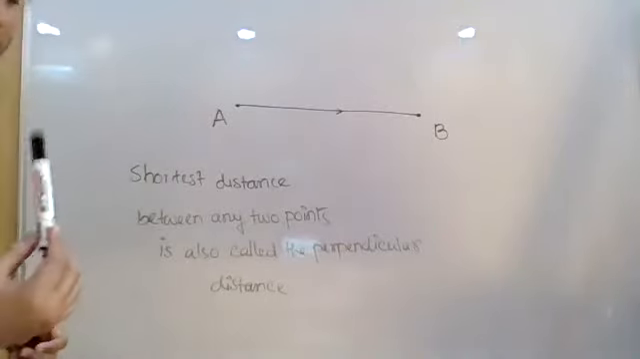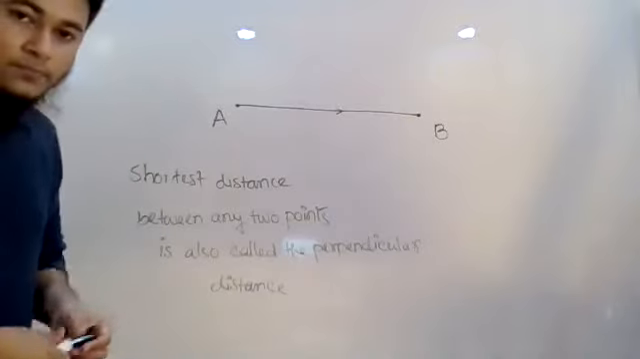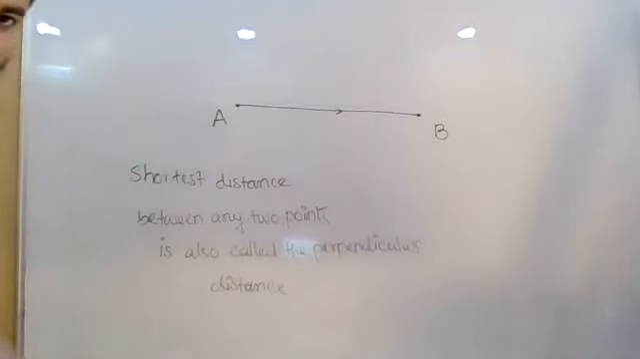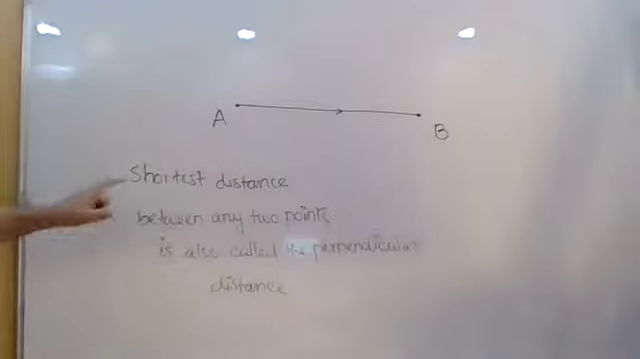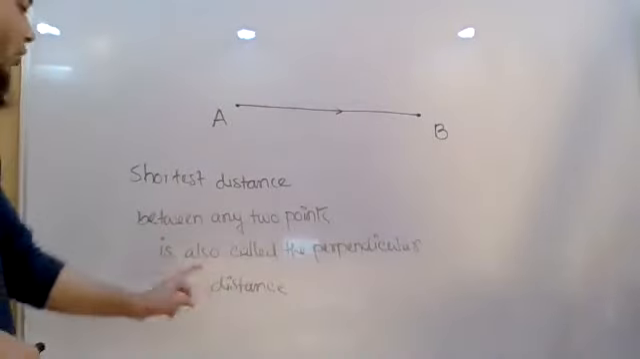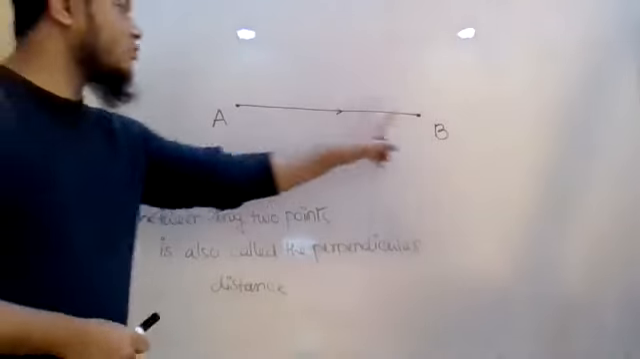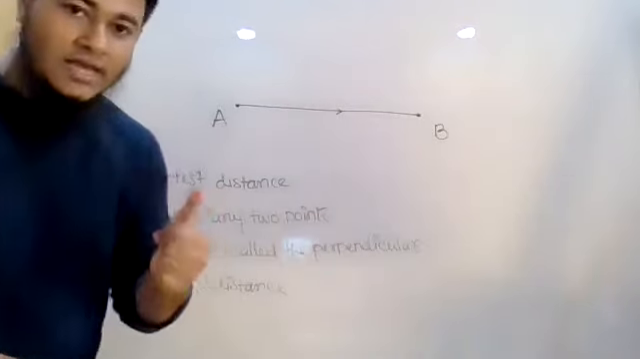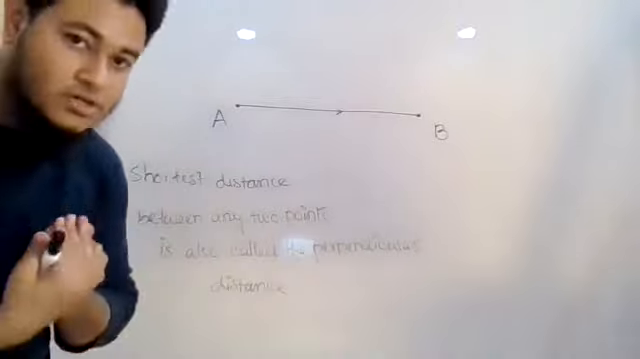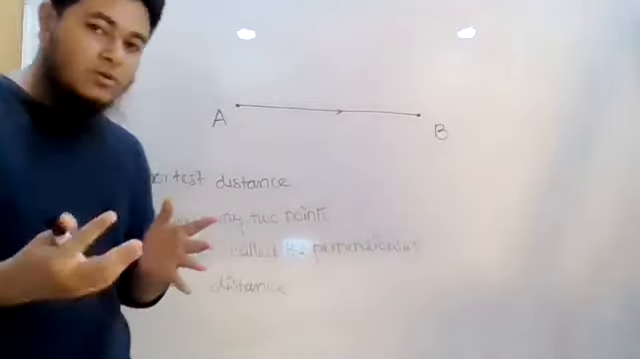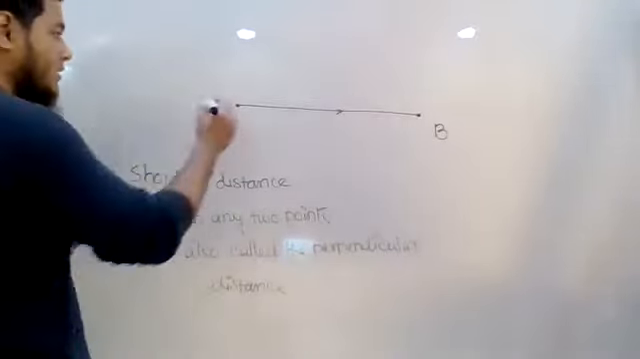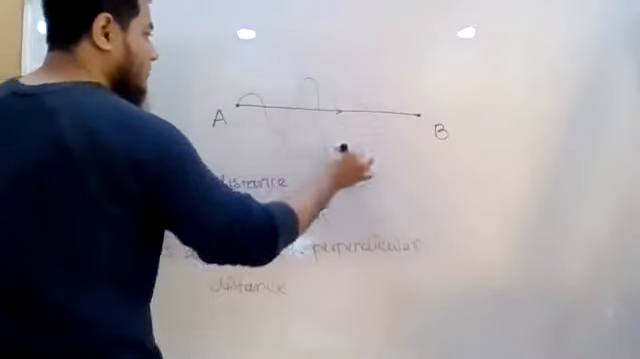The shortest distance between any two points is also called the perpendicular distance. So a person can travel from A to B directly, that is along the perpendicular distance or the shortest distance. Now he may travel from A to B in this way also.